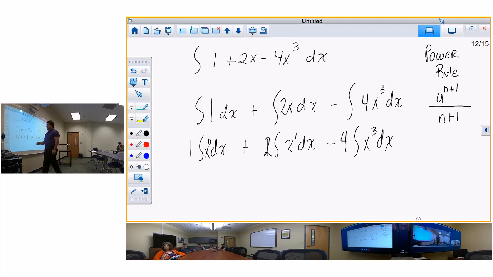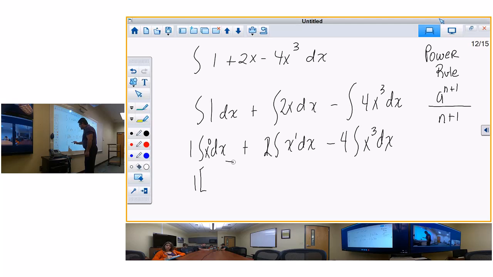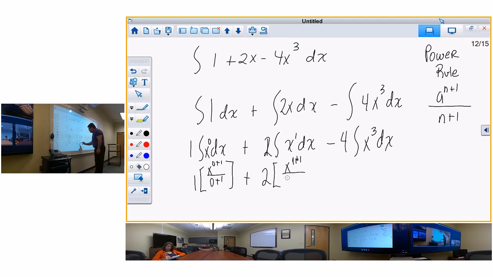So this one's going to be 1, and I'm going to put brackets here, and I'm going to take the antiderivative. That's going to be x to the 0 plus 1 over 0 plus 1, plus 2 brackets x to the 1 plus 1 over 1 plus 1.